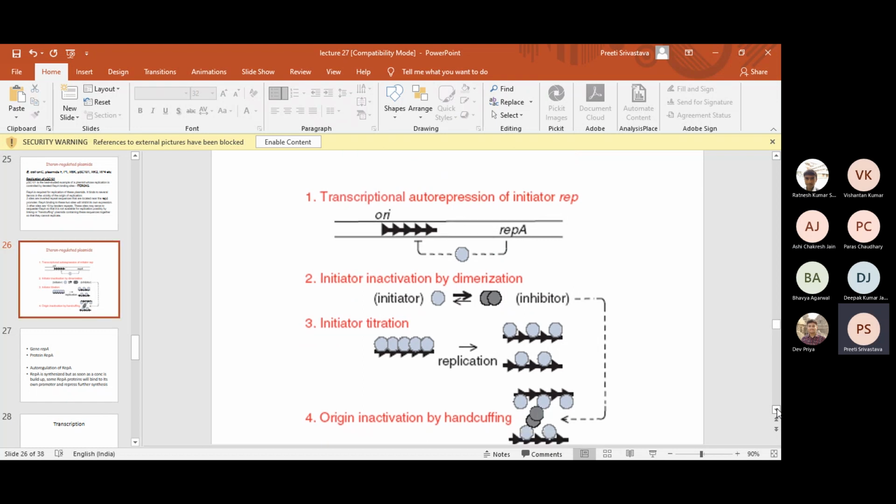The third possibility is initiator titration. What happens is that in the chromosome itself there are multiple sites, and onto these sites the initiator proteins can bind, and thereby the concentration available for initiation gets titrated, gets diluted down.